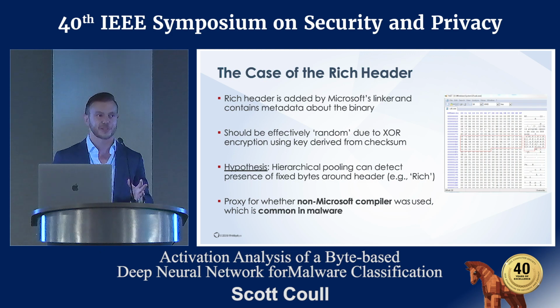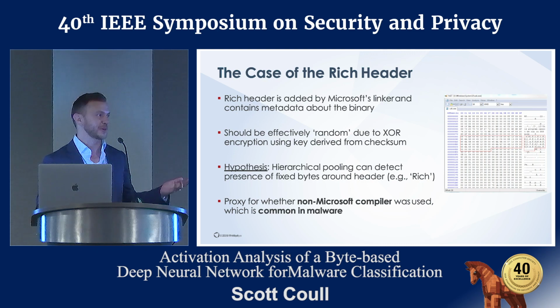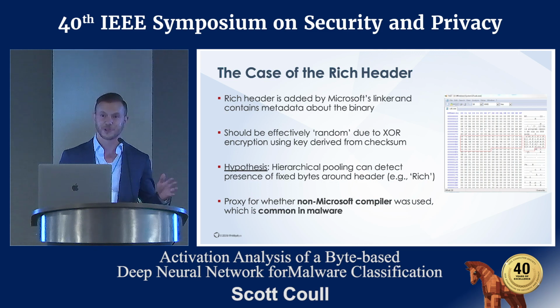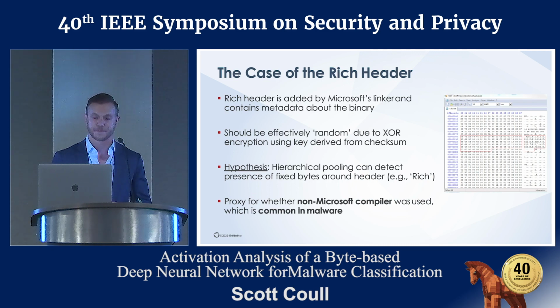The rich header is basically just something that the Microsoft Linker throws in. It's got some metadata about the compilation process. The interesting part from our feature analysis perspective is that it is in fact XOR encrypted with this checksum value, so it should effectively be randomized. There should be nothing in that space that is obvious to the CNN as to what the feature should be. It should be random from one file to the next.